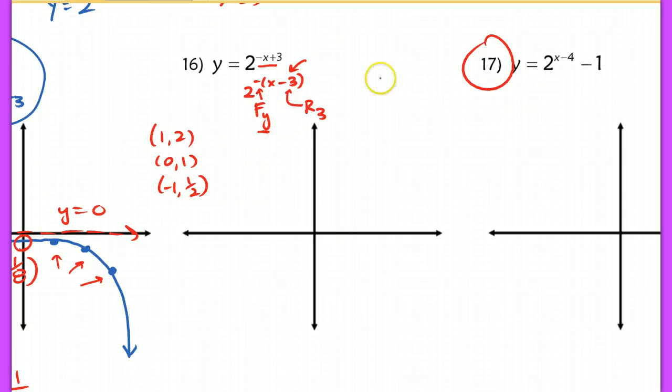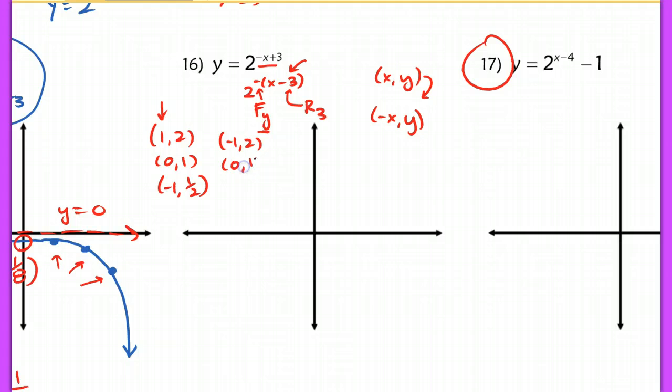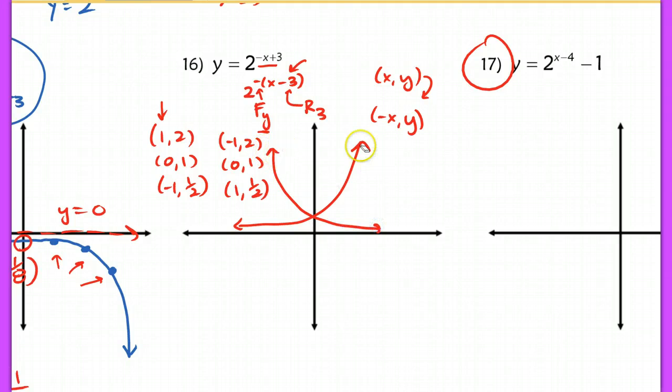Since I'm flipping it over the y-axis, remember you're taking the point x, y, and it's now going to become -x, y. So we multiply all of these x values by -1, and I'm at -1, 2, 0, 1, 1, 1/2. So instead of my sketch looking like this, since it's flipped, it's going to look something like that. And then of course we also have to translate this 3 units to the right, so everything's going to shift to the right 3 units.